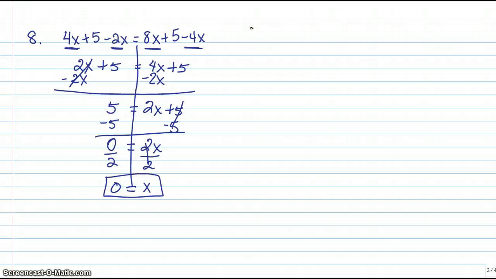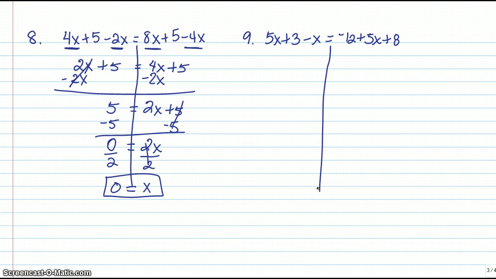Okay, let's try number 9. Number 9, 5x plus 3 minus x equals negative 12 plus 5x plus 8. Alright, again, variables on both sides, no parentheses, so no need for distribution. But on the left-hand side, I need to combine like terms. I have a 5x minus x. That's 4x plus 3. On the right-hand side, I only have 5x, but I have negative 12 and positive 8, which makes negative 4.